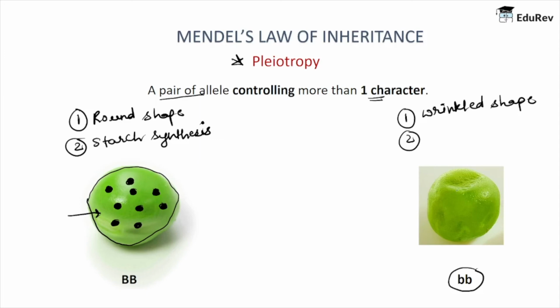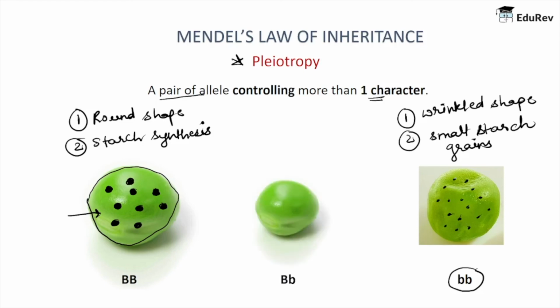And let us talk about the second character. Why is the shape of this pea wrinkled? It is because of the small starch grains inside it. So let me draw some small starch grains inside it. They are not as big as in the dominant ones, as it is recessive. So I'll draw the small starch grains instead.